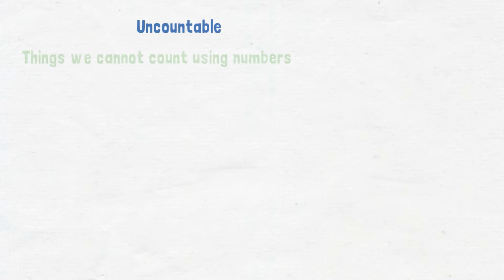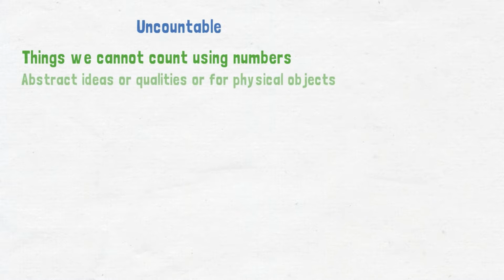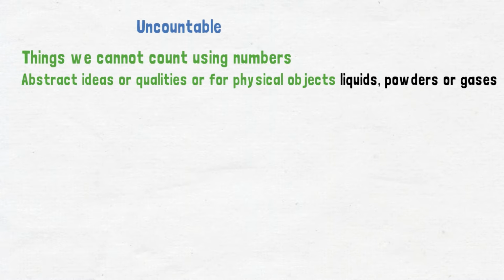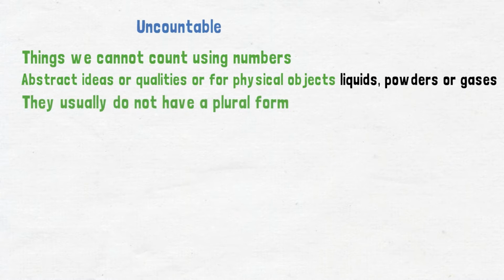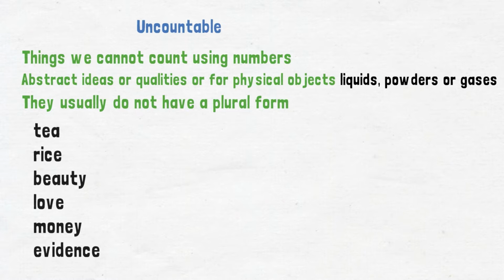Uncountable nouns are for the things that we cannot count with numbers. They may be the names for abstract ideas or qualities, or for physical objects that are too small or too amorphous to be counted, such as liquids, powders, or gases. Uncountable nouns are used with the singular verb. They usually do not have a plural form. Some uncountable nouns are tea, rice, beauty, love, money, evidence. We cannot use a or an with these nouns.